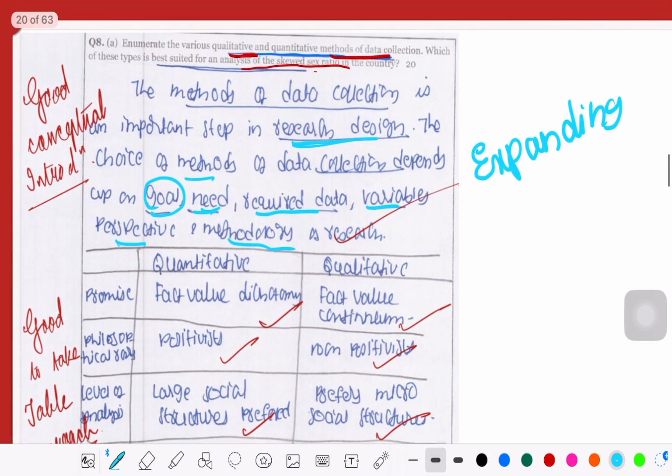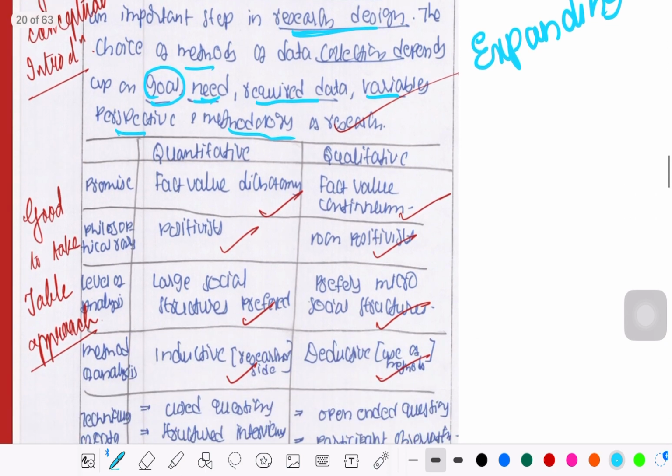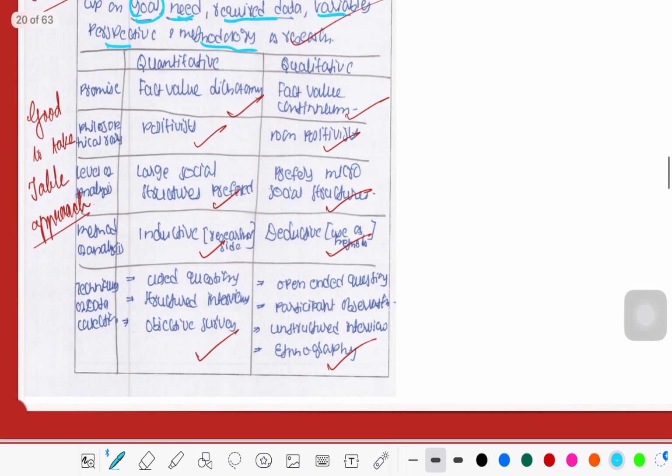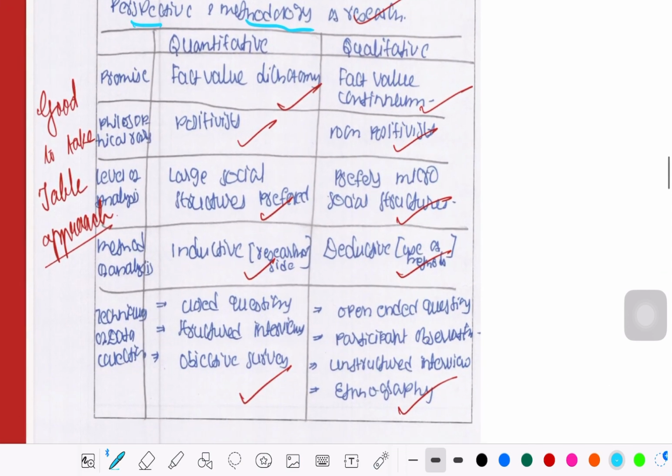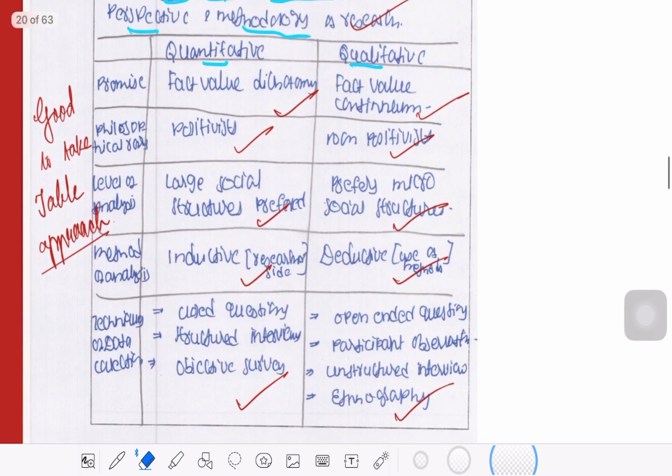Enumerate means just mention the various qualitative and quantitative methods of data collection. Instead of just mentioning them, I used a table with quantitative and qualitative columns. These quantitative and qualitative methods are very important. We very frequently come across questions on alternating dimensions. If one year the question asks on quantitative, the next year the question will be on qualitative methods. Very scoring topic.